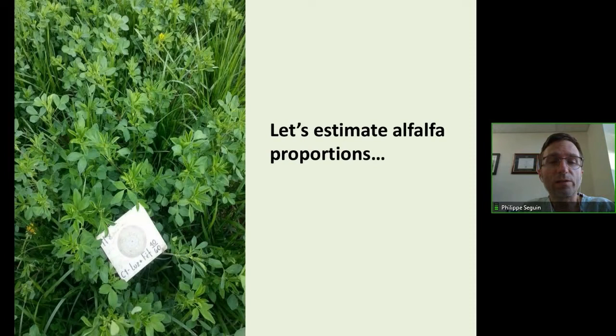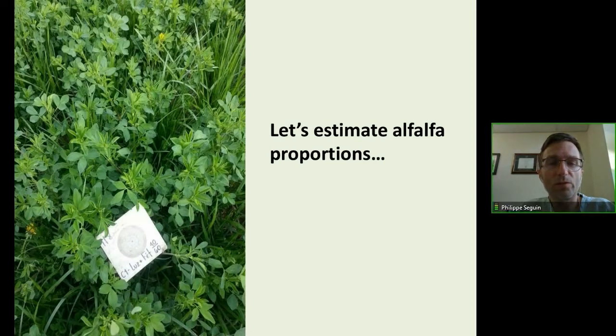The quadrat's still there, but because the vegetation is taller, we cannot see it. But just imagine that about 2/3 of the picture represents the area where you need to determine or estimate the proportion of alfalfa. So I'll ask you the same thing: estimate the proportion of alfalfa, and again, it's on a biomass basis. So I'll give you some time.